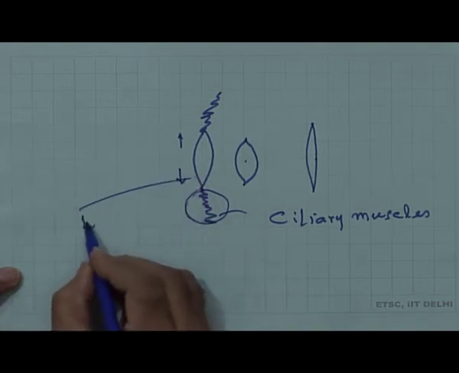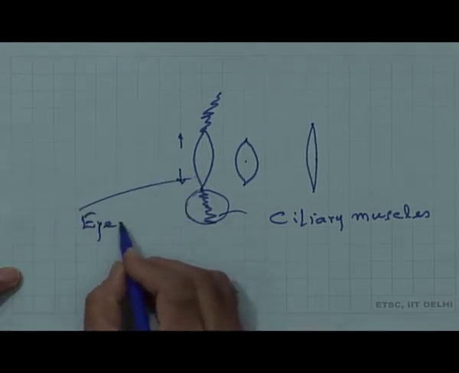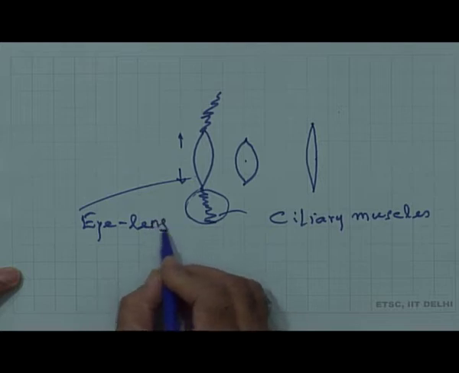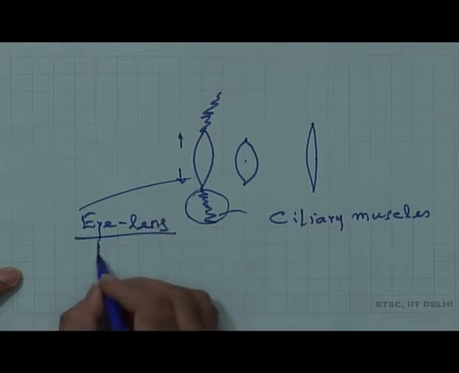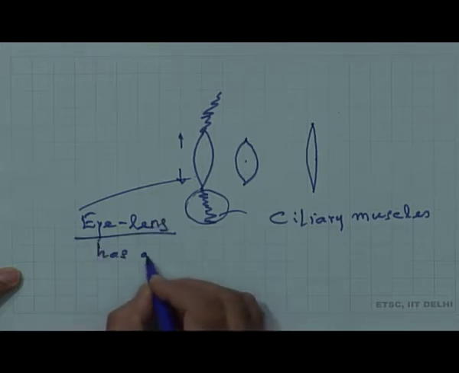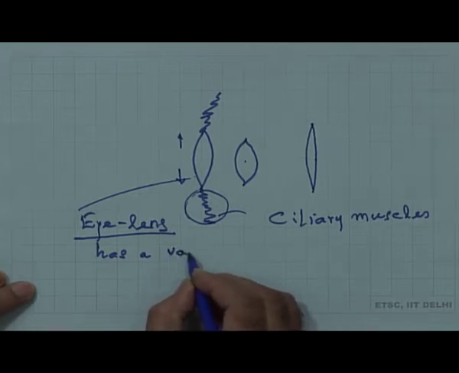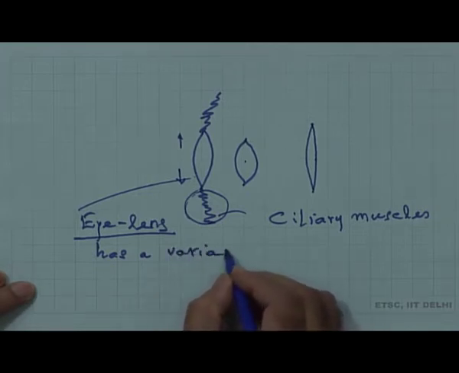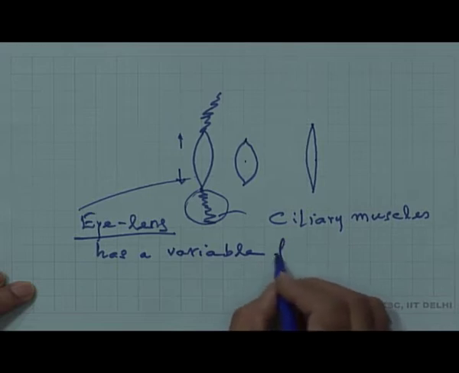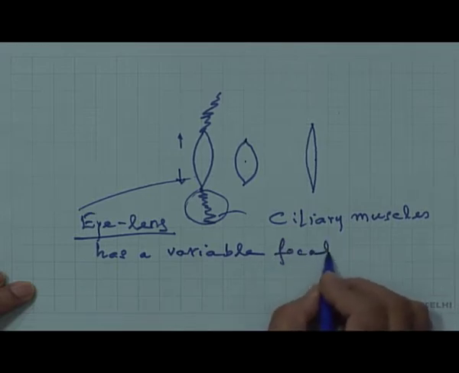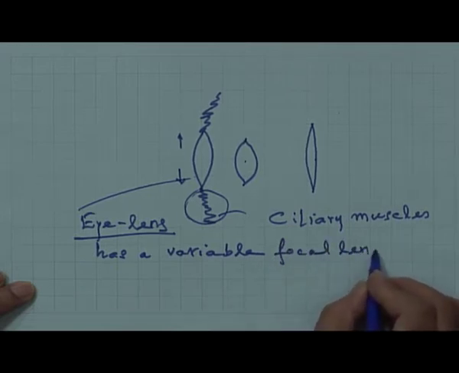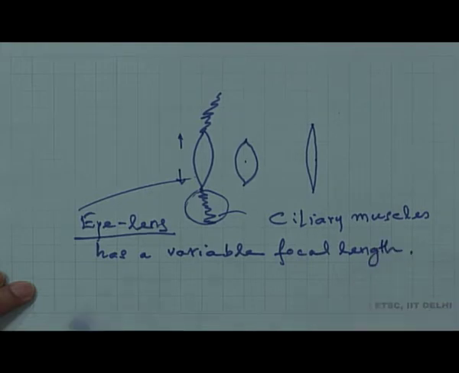So, eye lens, this is an important point to know, that eye lens has a flexible or variable focal length. We will discuss more about this a bit later.